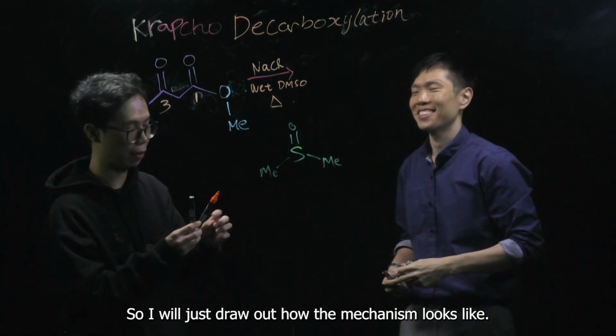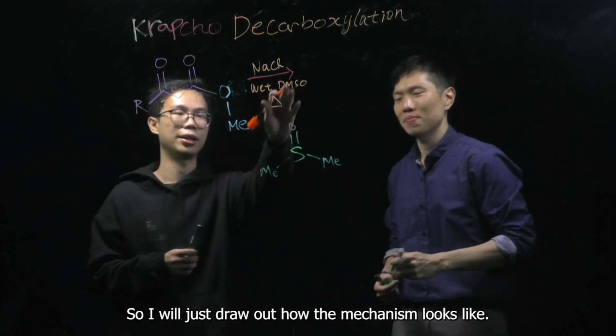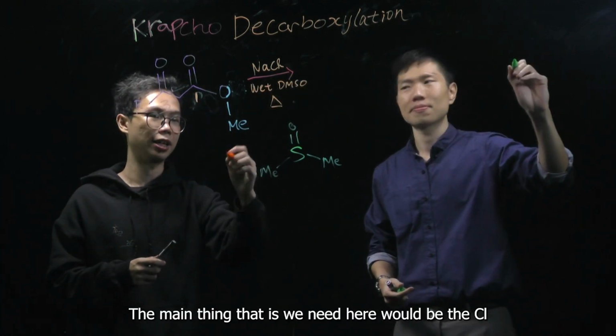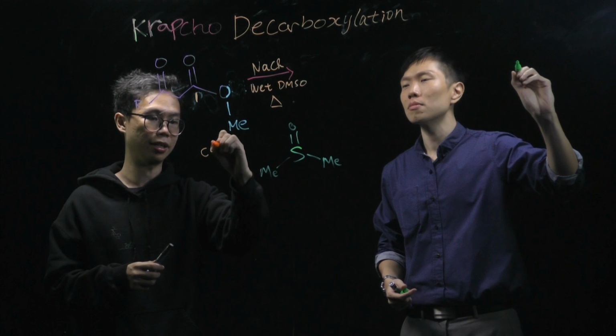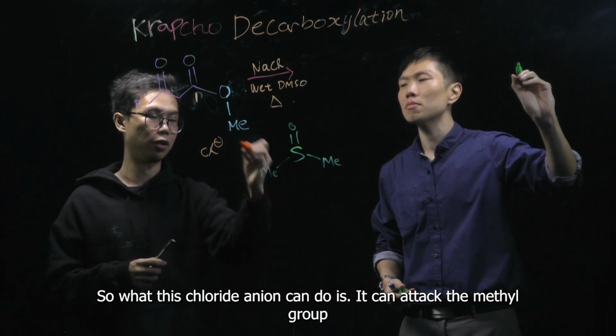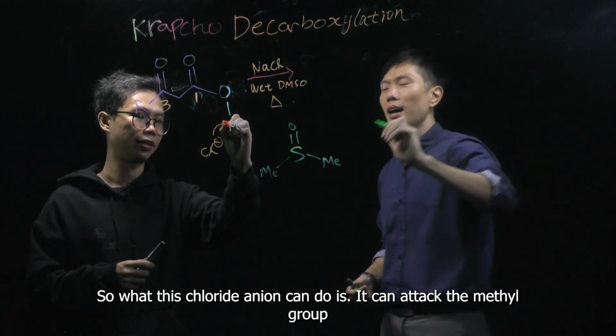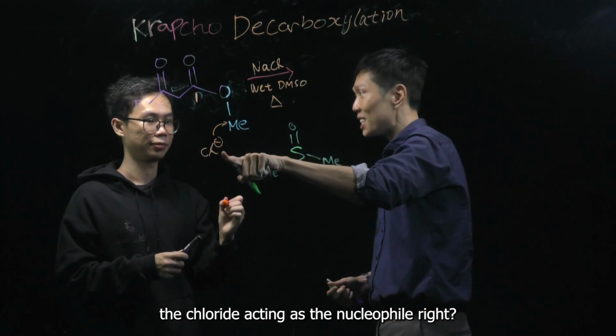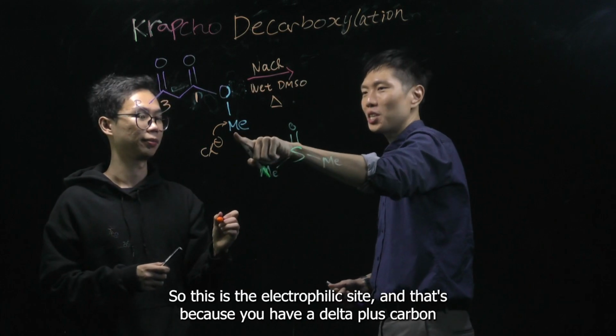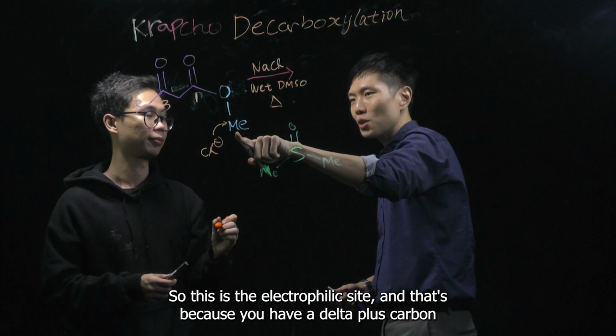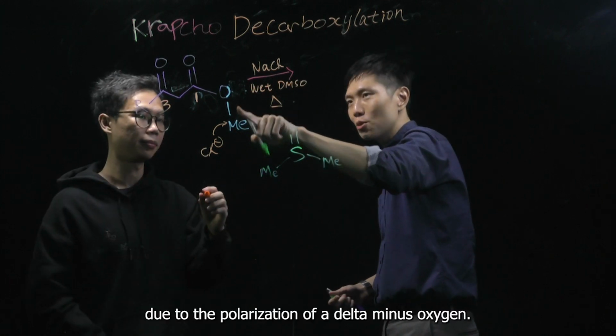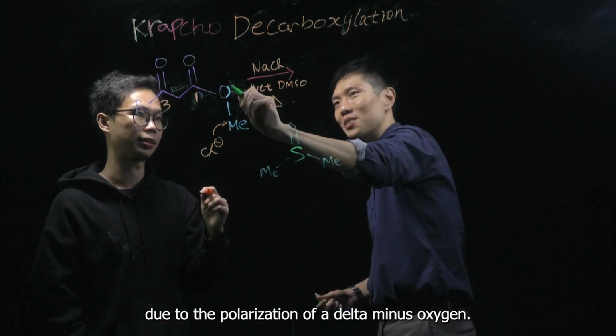Alright, so I will just draw out what the mechanism looks like. The main thing to look at here is the Cl. We need the chloride. What this chloride can do is attack the methyl group. The chloride is acting as a nucleophile, right? Yes. This is the electrophilic site, because you have a delta plus carbon due to the polarization of a delta minus oxygen.